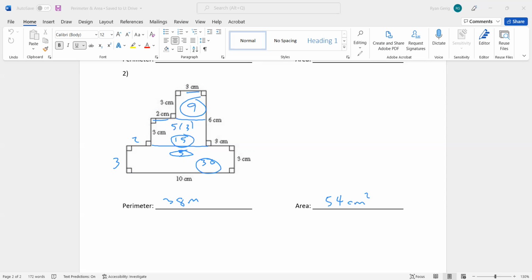Okay. Could you have split it up differently? Absolutely. Okay. I'm not going to necessarily do the whole thing again, but I do want to show you that you could have split it here, here, here, and done the same thing. Okay. That is perimeter and area. And that is the end of this video.